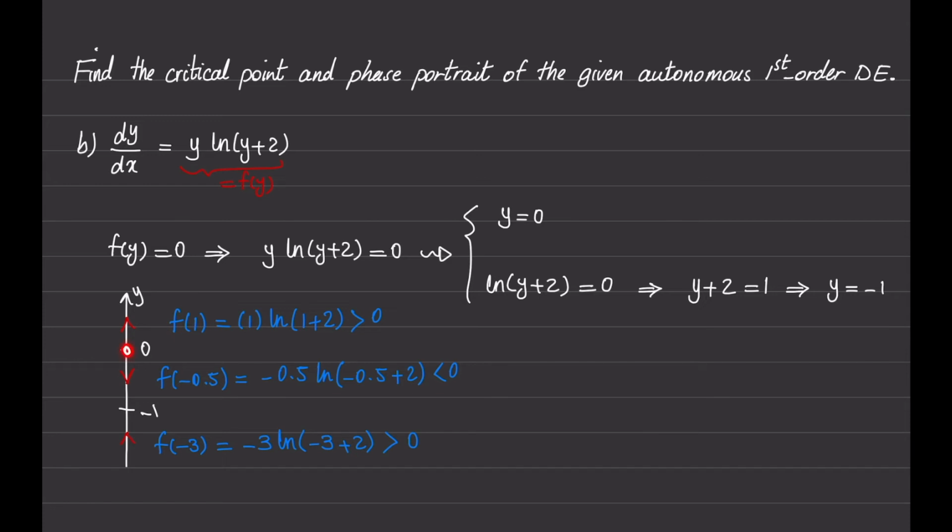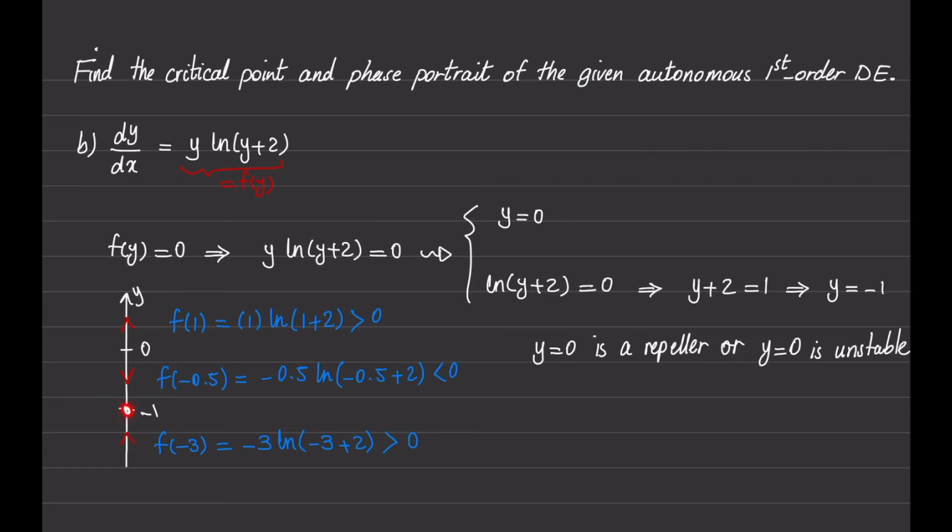So for the first critical point, which is y equals 0, any values greater than it are increasing, and any values below it are decreasing. So everything is moving away from point 0. So we call point 0 a repeller, or we can say that y equals 0 is an unstable critical point.